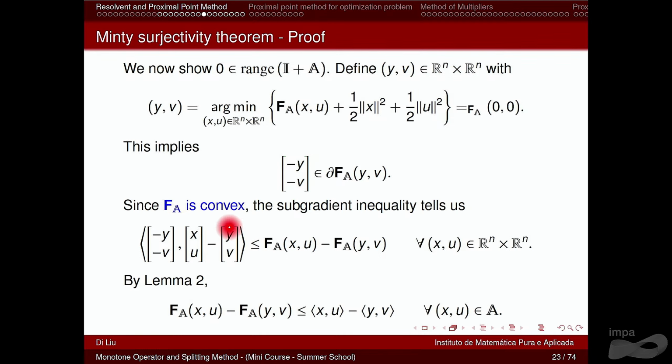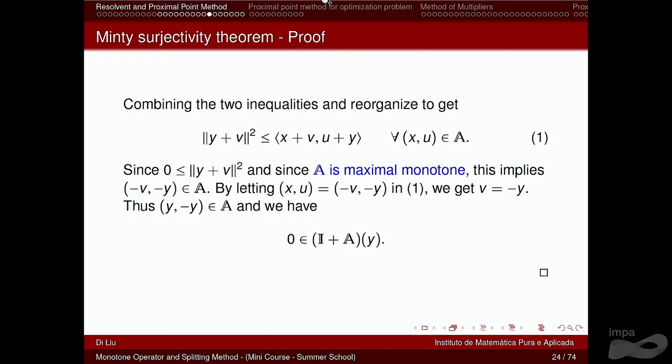So we have two inequalities here. First is getting by the subgradient inequality of this representative function, and another is getting by the property of this FA function, Fitzpatrick function. So we plus this inequality together, we get this inequality for any x u belongs to A. We need to pay attention for x u belongs to A. So because this is greater than 0, so we have A is, since it is maximal monotone.